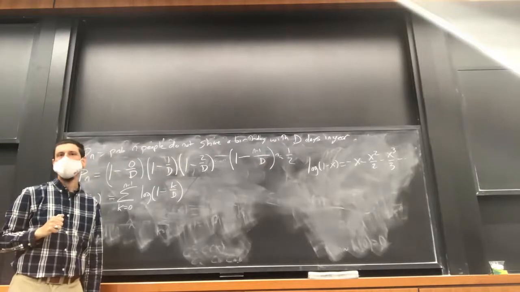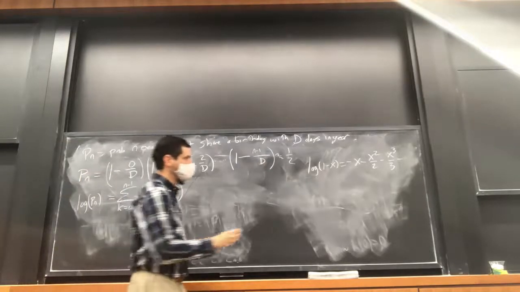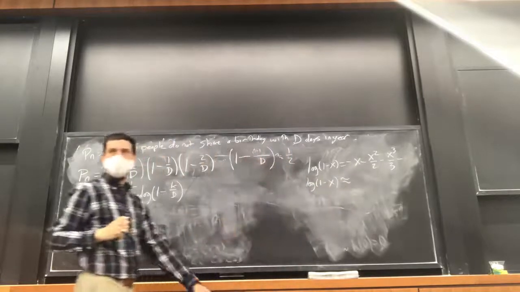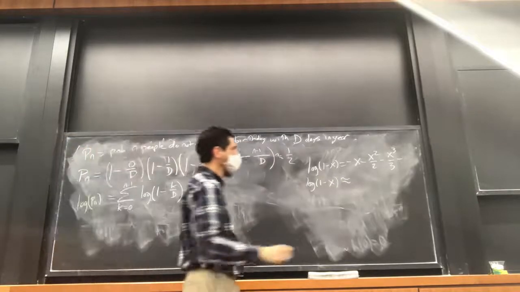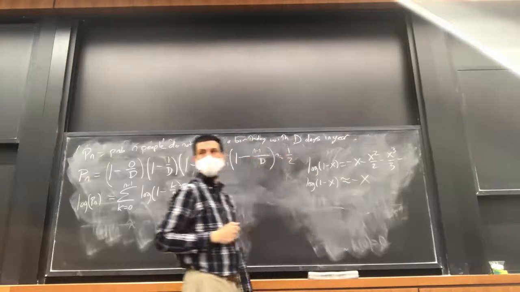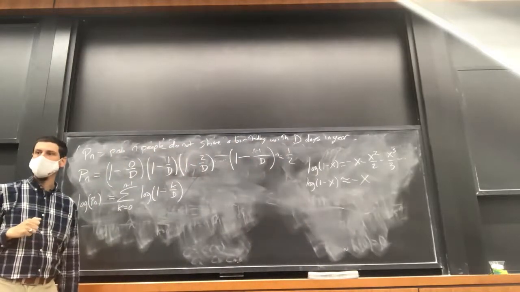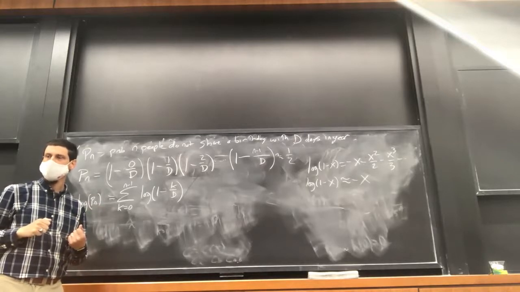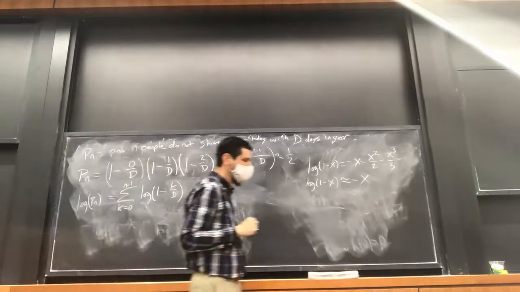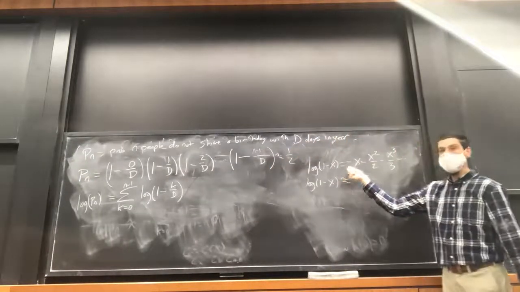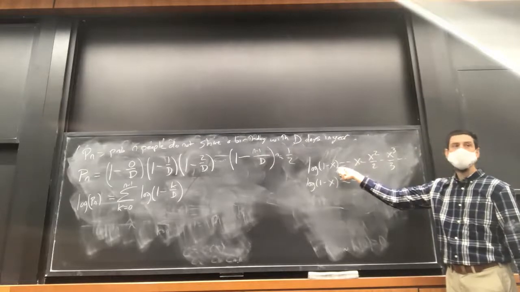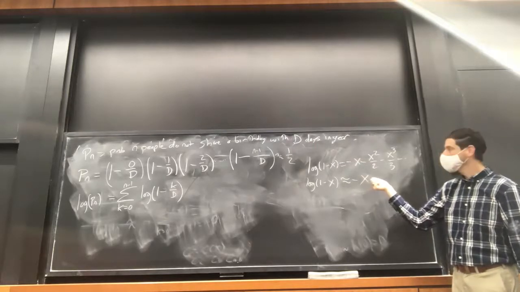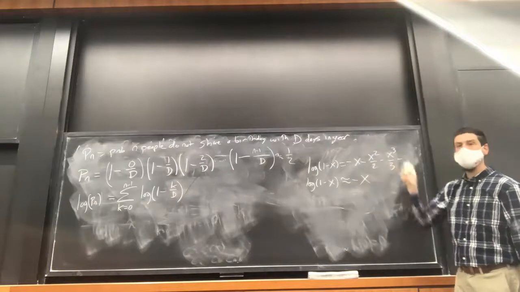So if x is small, what is the log of 1 minus x approximately? The log of 1 minus x is approximately minus x. If x is small, the log of 1 minus x is about negative x. I'm doing the first order Taylor series. Oh, I was thinking x would be small, so it'd be like log of 1. Well, if x is small, this should be very close to 0. If you wanted a better job, you would do negative x minus x squared over 2.